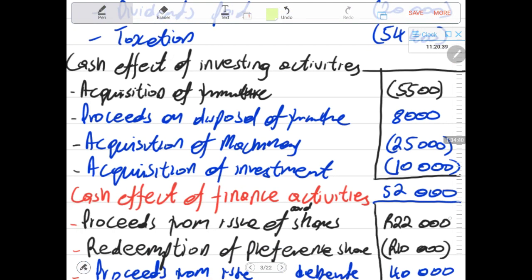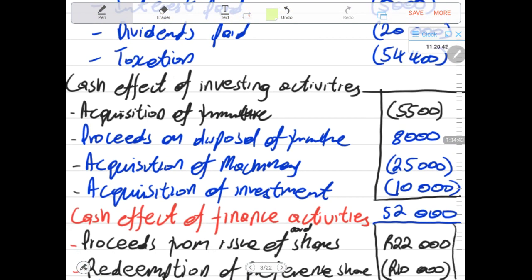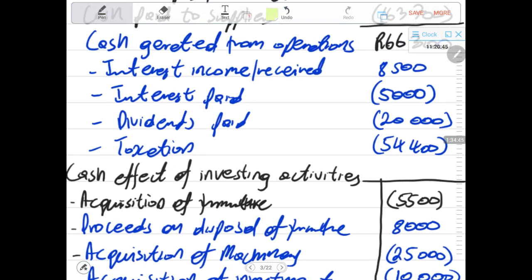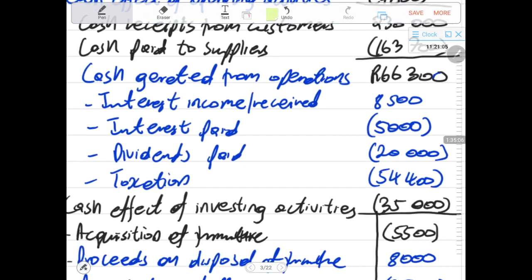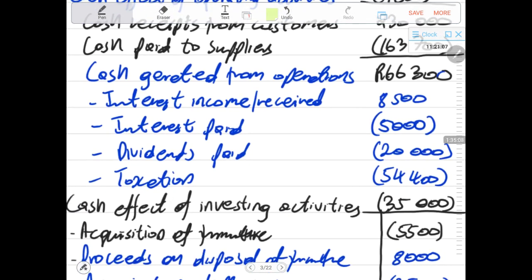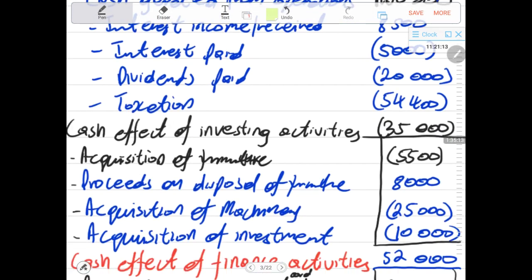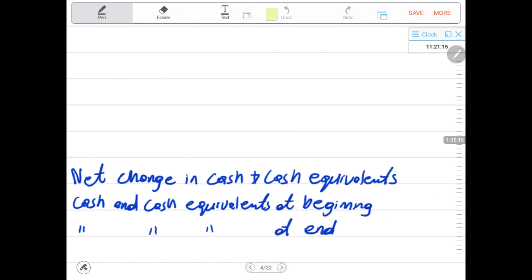And remember, we have to draw a line here. The total of the investing activity is negative 35,000 rands. And now the effect from operating activities is negative 4,600. That will be our statement of cash flow.